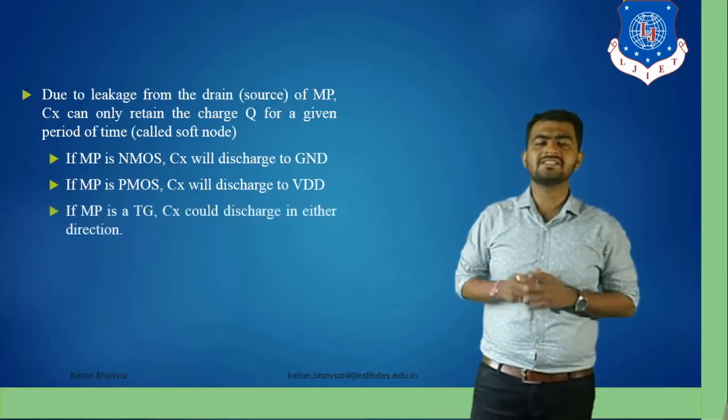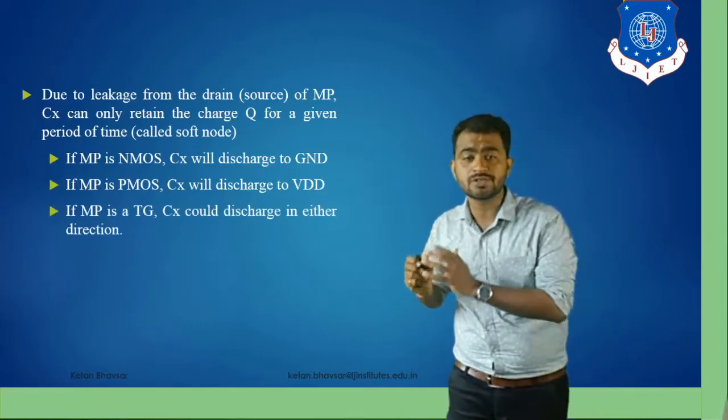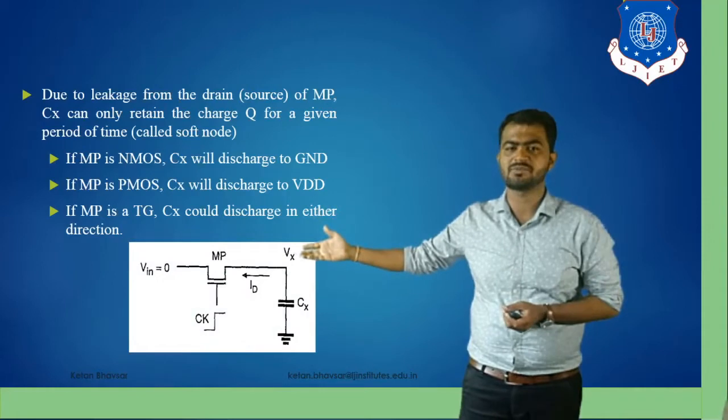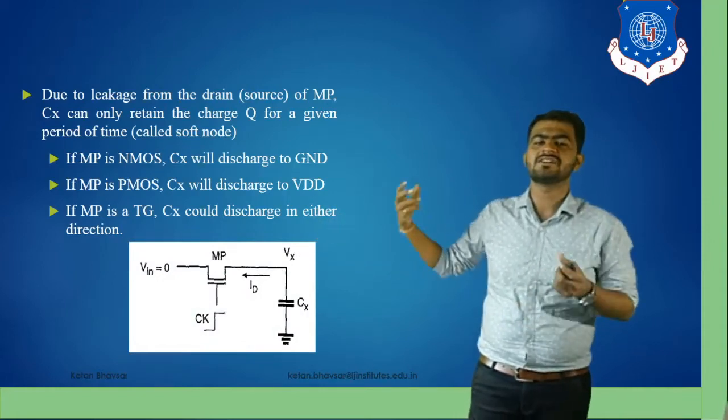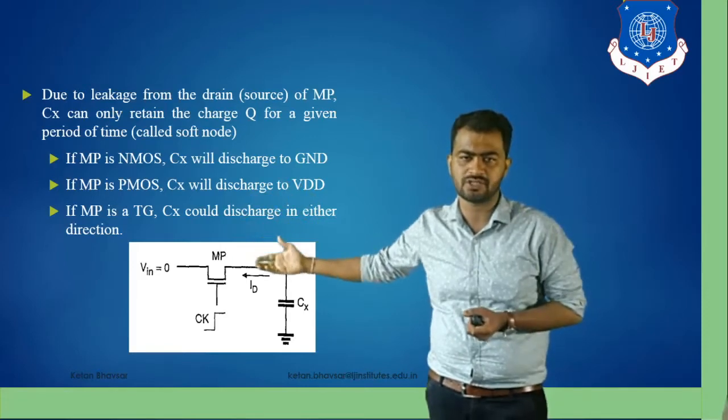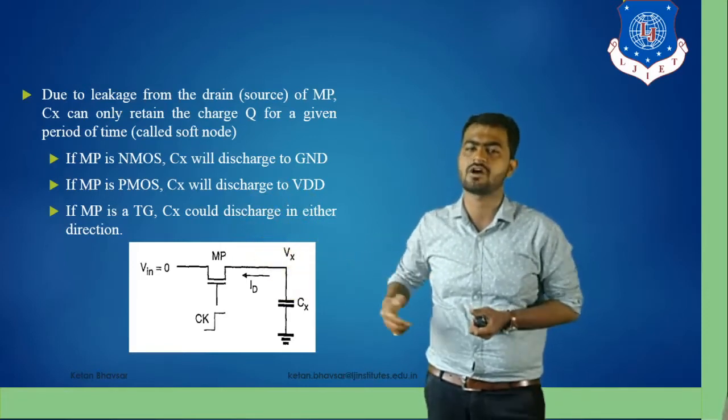If MP is a transmission gate, the Cx could discharge in either direction. So as you can see, in terms of direction when we talk about a transmission gate based concept, we apply V equal to 0 for the transistor and the rising edge of the clock pulse.